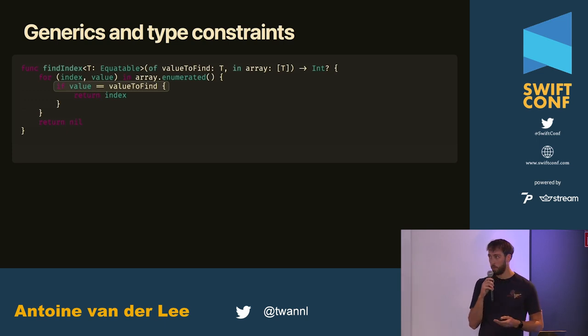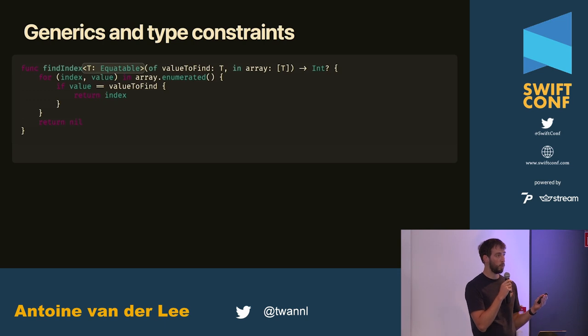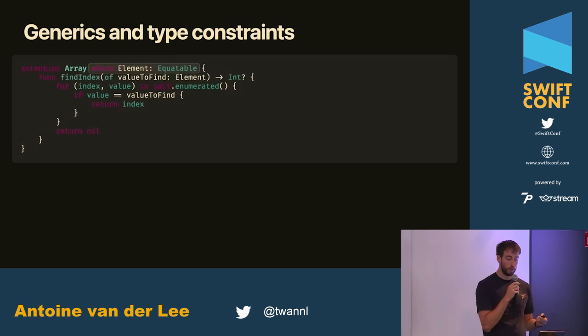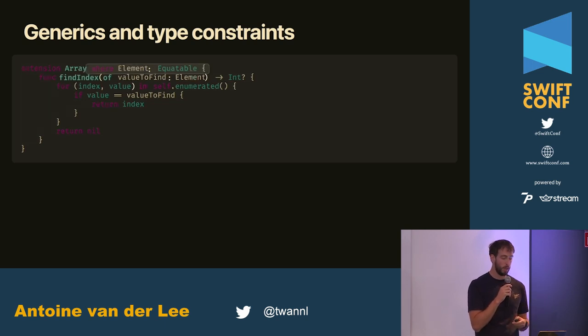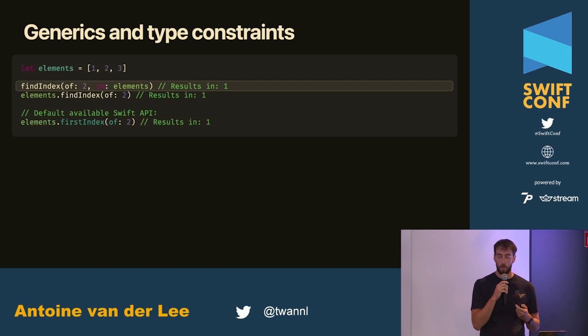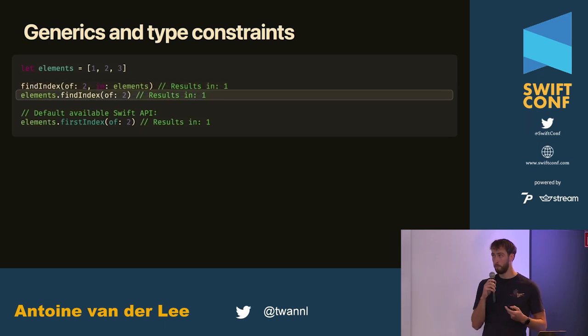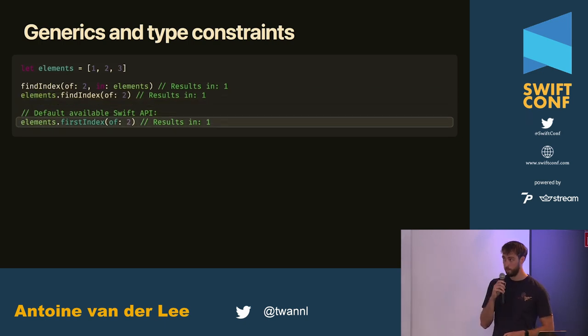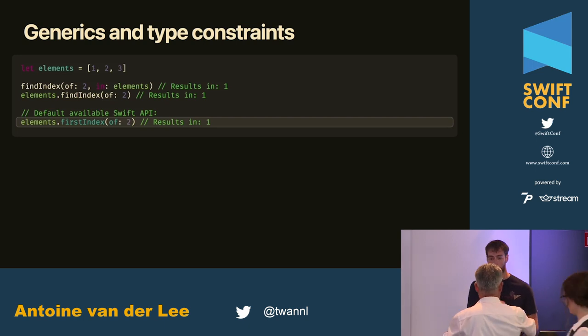There are type constraints as well. Here, as you can see, we compare the value to the value that we want to find. This is possible because we say the generic type T needs to be constrained to the Equatable protocol. That allows the compiler to accept this code and allows you to compare the object that you want to find. You can do the same in extensions of arrays, like here. The outcome will be the same. And if we start using this code, we can use the extension method on the array. Actually, this is part of the Swift API by default, which is using the array.